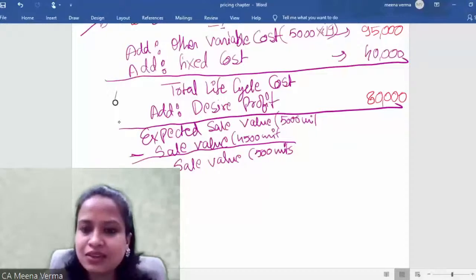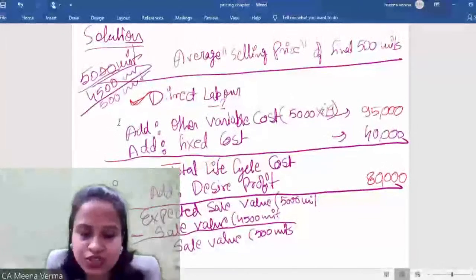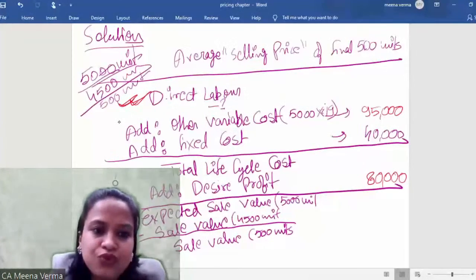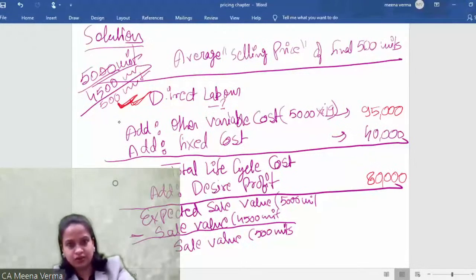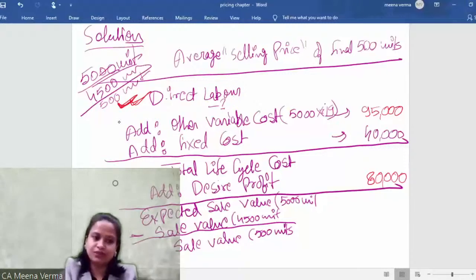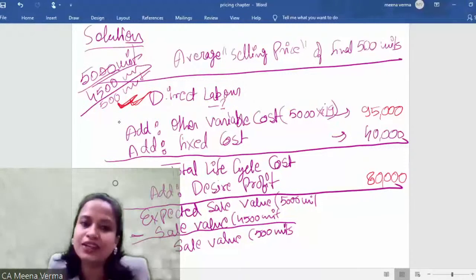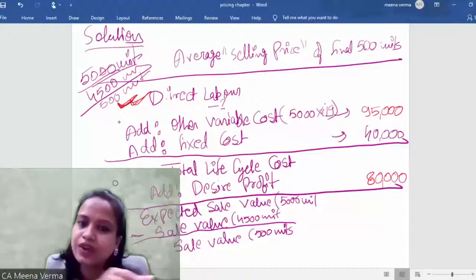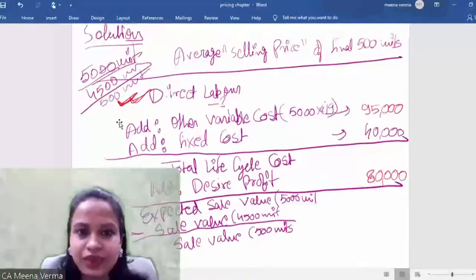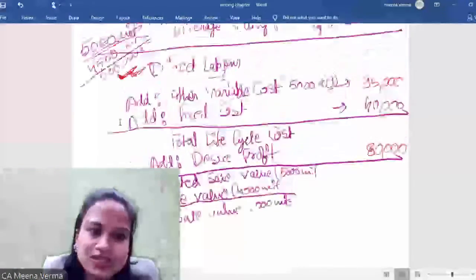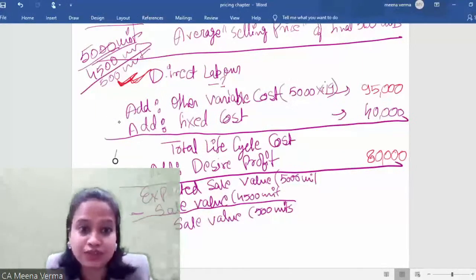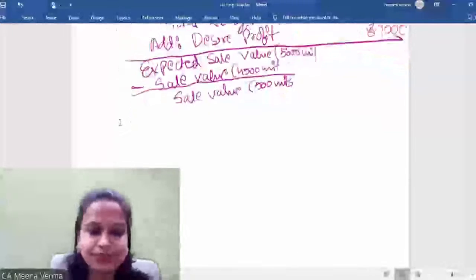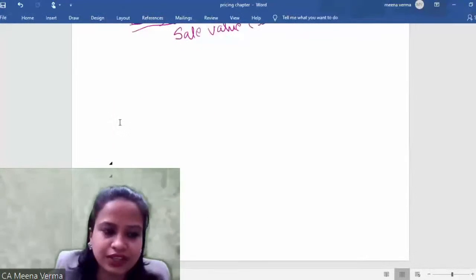So you can see here, it is very easy to do all the question. You just have to find the way to calculate direct labor hour, direct labor cost. Once you find this after considering the learning curve, it is very easy to solve this question. Now let us see how to consider the learning curve for finding the labor hour for the entire 5,000 units.